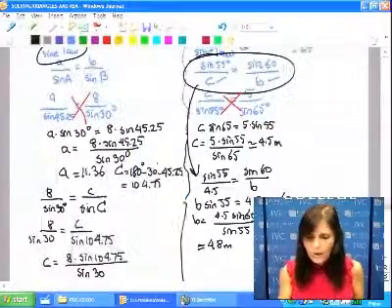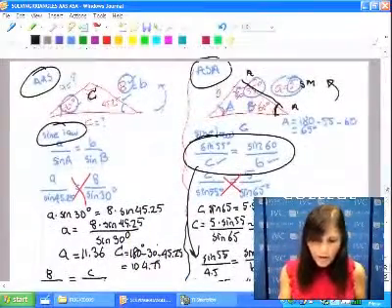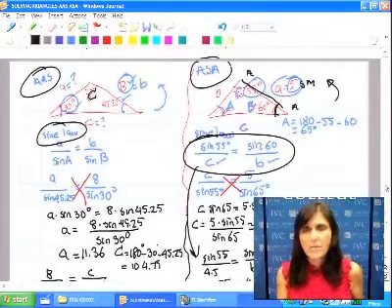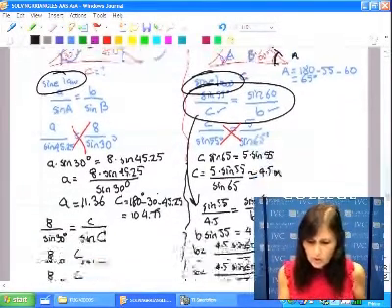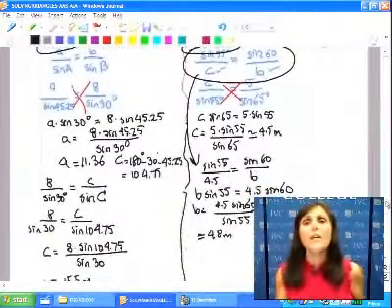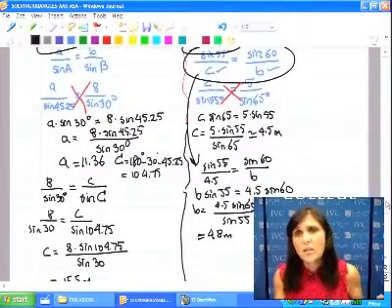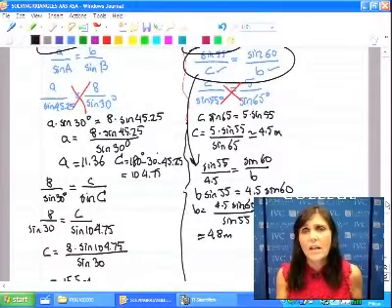Alright, so what did we learn? When you have AAS or ASA triangles, use the sine law. That's a little easier. Make sure that you do it twice, and then subtract the angles, and you'll be getting all the sides and all the angles solved.